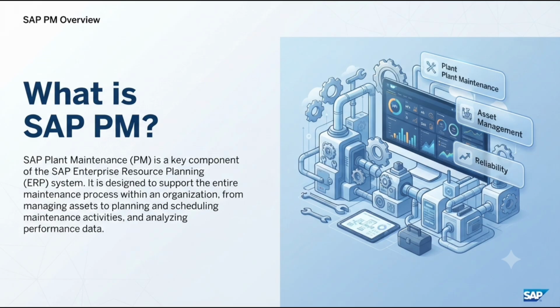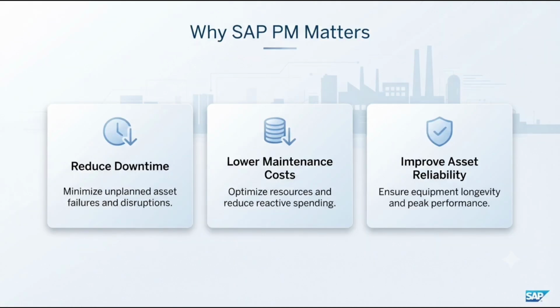Implementing SAP Plant Maintenance delivers clear and measurable business value to any organization that depends on physical assets. First, it significantly reduces unplanned downtime by enabling structured preventive and predictive strategies. Second, it lowers overall maintenance costs through better planning of labor, materials, and external services. Third, it improves asset reliability and extends the useful life of expensive equipment.